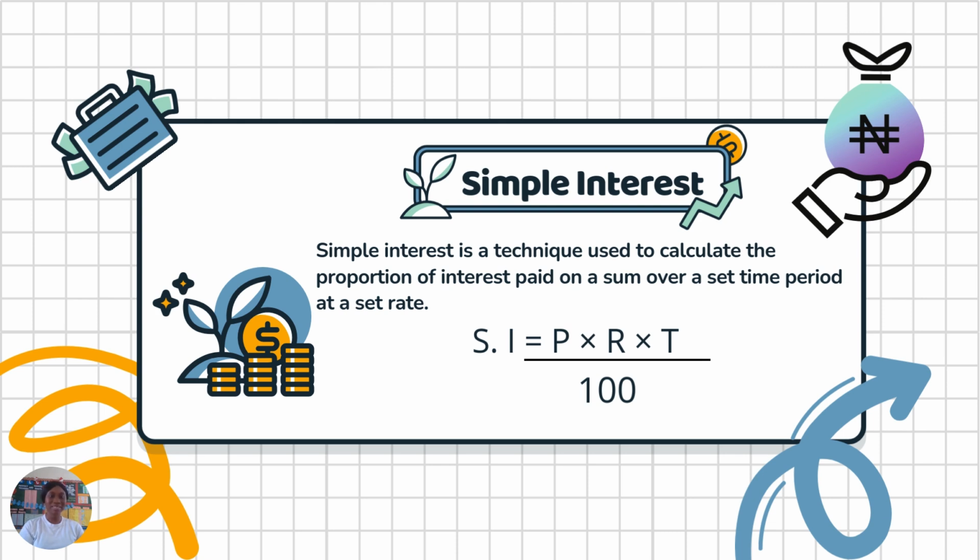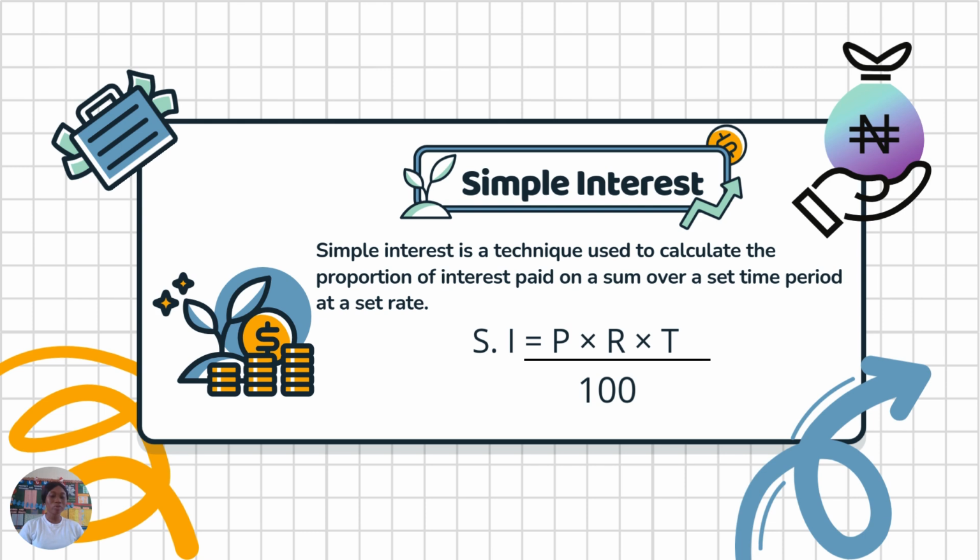Now, simple interest is a technique that is used to calculate the proportion of interest paid on a sum over a set time period at a set rate. Simple interest is all about borrowing money, okay, or depositing money.